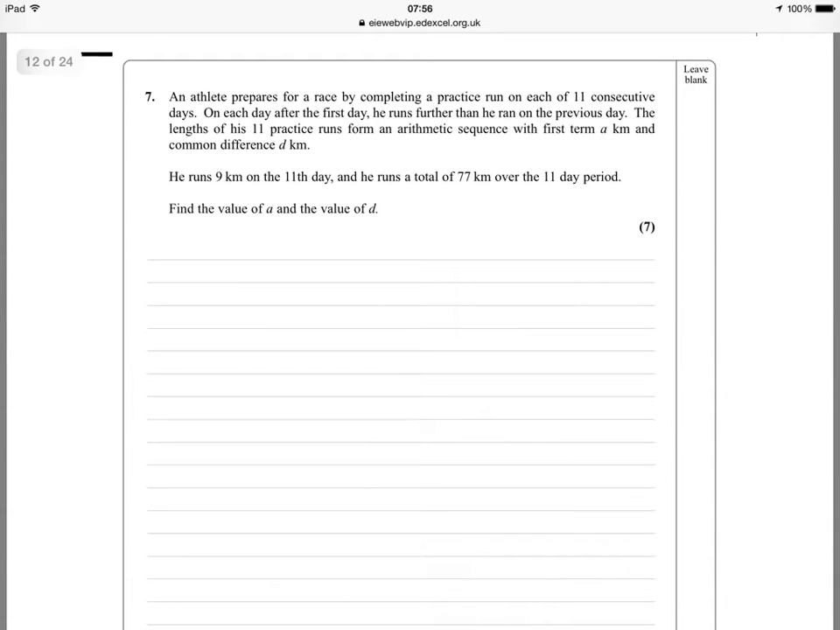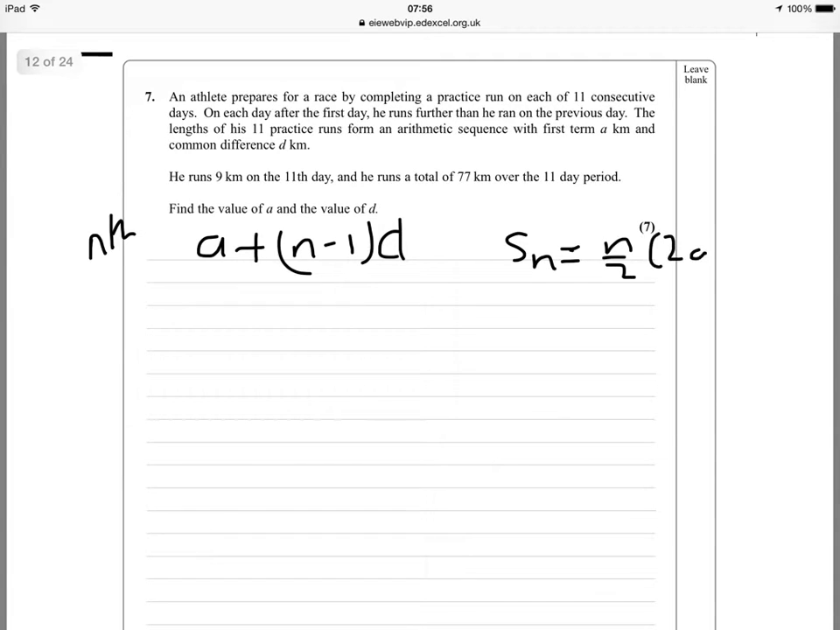June 2006, C1, question 7. So you can see that it is an arithmetic series question, probably because it's very wordy, which gives you a hint, because a lot of those problems are worded problems. So once you see it's an arithmetic series question, put down your a plus n minus 1 times d, which is our nth term, and Sn equals n over 2 times 2a plus n minus 1 times d.